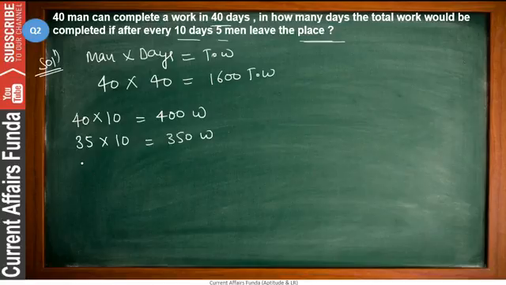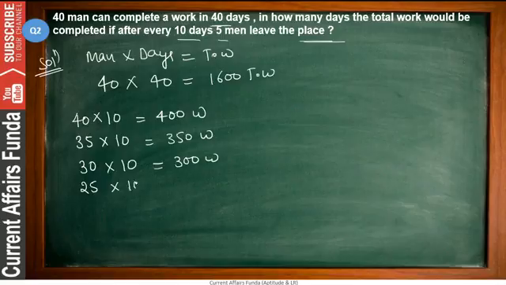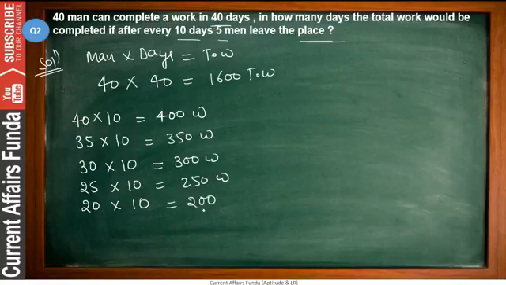Again, in the next 10 days 5 more men leave the place, so there will be 30 and they will work for 10 days, it will be 300 work. Again, next 5 more men leave, they work for 10 days, it will be 250. Again next, 20 men, and in 10 days they will do 200 work. Again next time it will be 15 men.